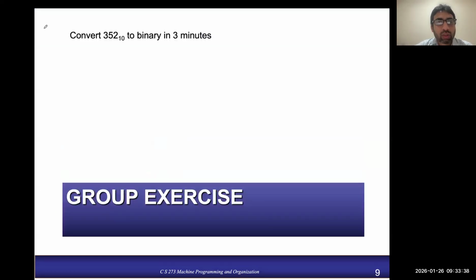Okay, so then let's do this exercise. Convert 352 to binary form. I can give you like 3 minutes. So convert 352 to binary form. How can you do that? Using repeated division. So try it in your notebooks. Let me also do it in the meantime. Same thing.